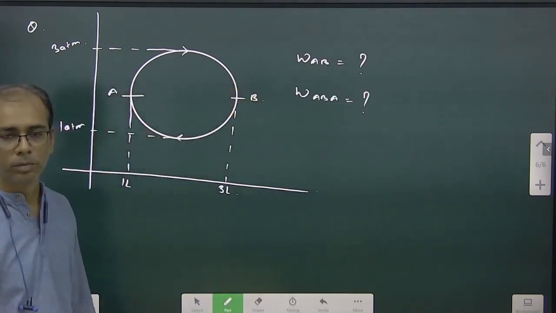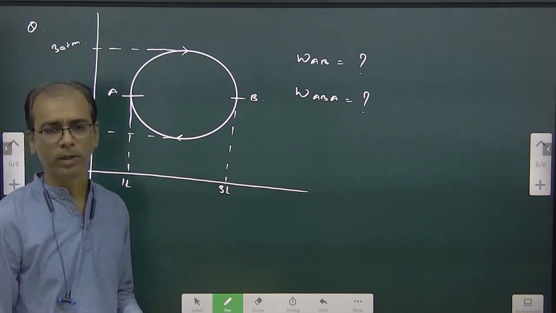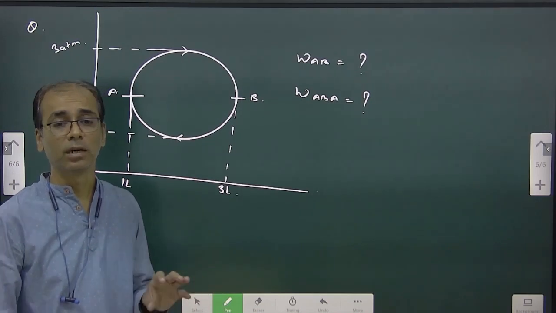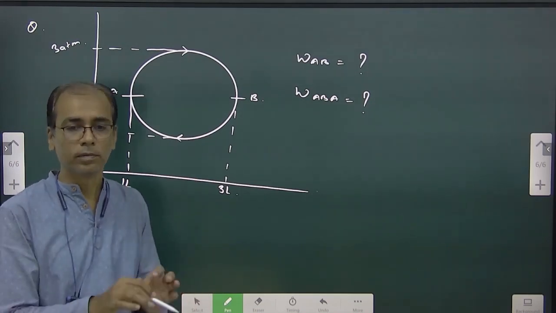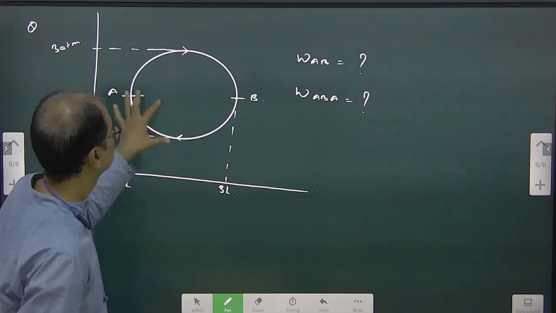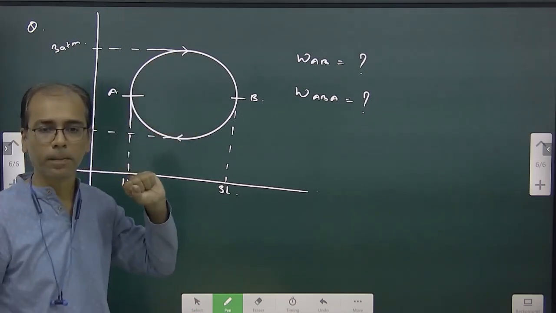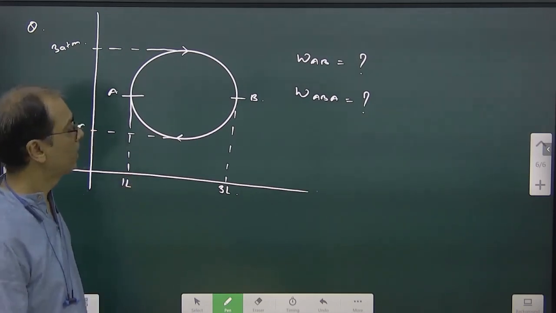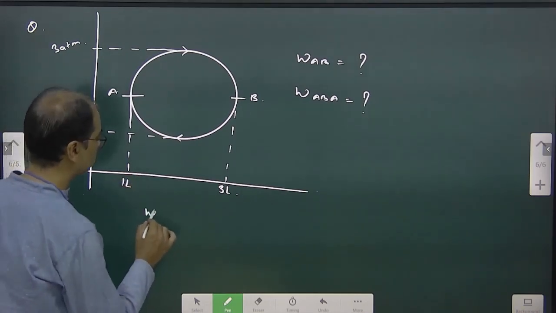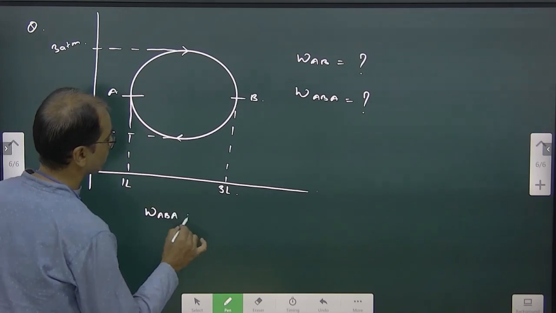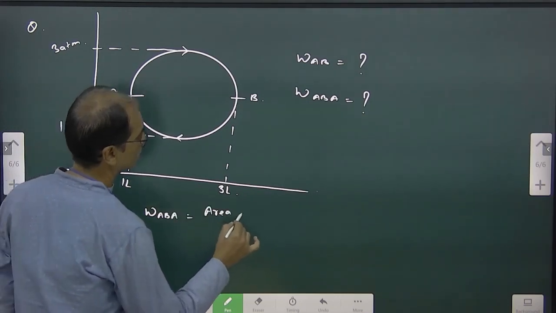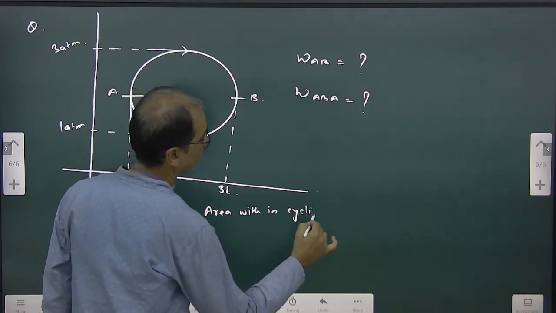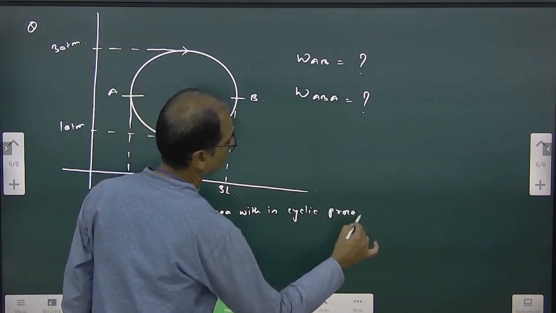What are we going to do? In ABA, it's very easy for me to find. It's a cyclic process, and I learned that in a cyclic process the work done is the area within the curve, within the graph. So within the graph means circle, circle's area, pi r square. Okay, fine. Work done in ABA is area within cyclic process. So it's pi r square.